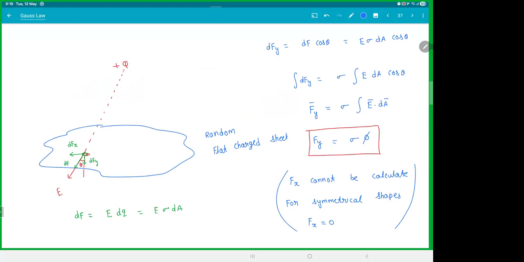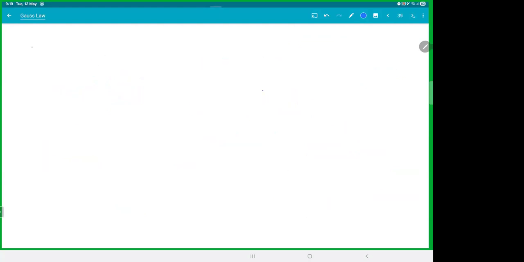All clear with this? Understood how we did this? All sure. Now the same way you can play with this also. Now you'll be able to do this. So if you have a disk whose charge density is sigma, and on the axial line, if you put a point charge q, making an angle theta, find the force between them.